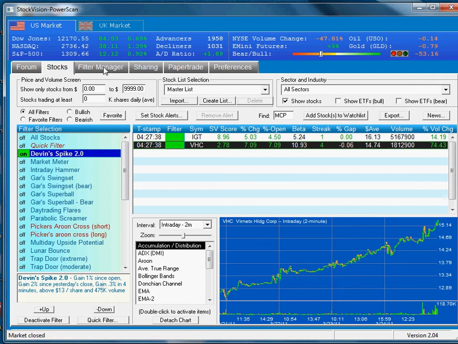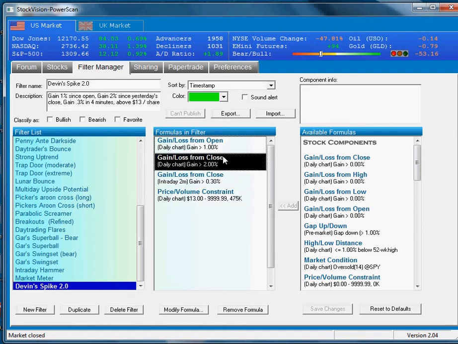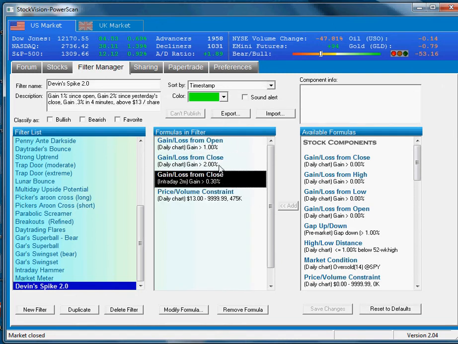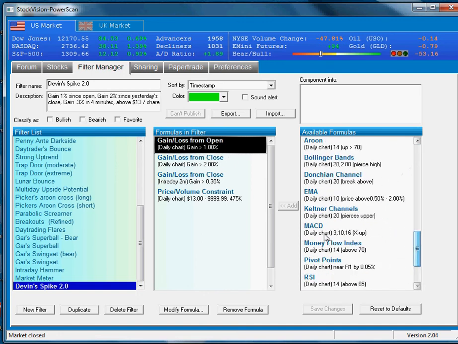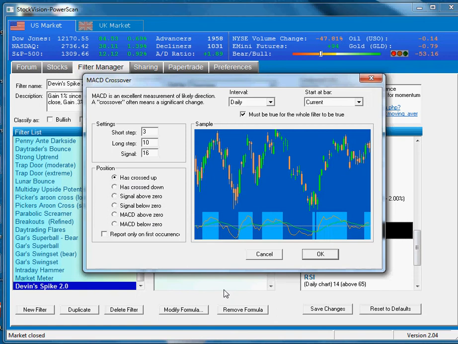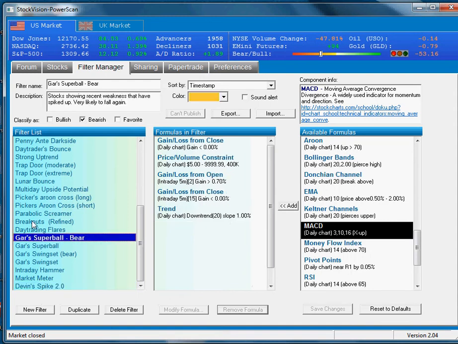Now let's look at the filter manager. Okay, this is where all the magic begins in creating a filter. As you can see, my spike theory has formulas for Devon Spike 2.0. On the right, there's available formulas. So if we were to double click on MACD, MACD would come up on our formula, and we could use our position and our standard deviation settings to try to find the right formula for us. That's a little bit more complicated, and we'll talk about that more in the future. But for now, what we're going to do tonight is a little fun exercise. We're going to create a formula from scratch. So let's go ahead and click our new filter button.